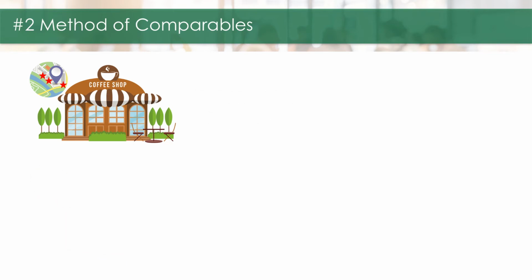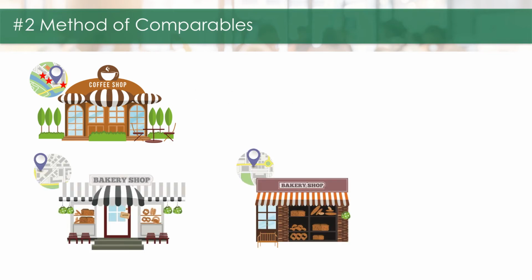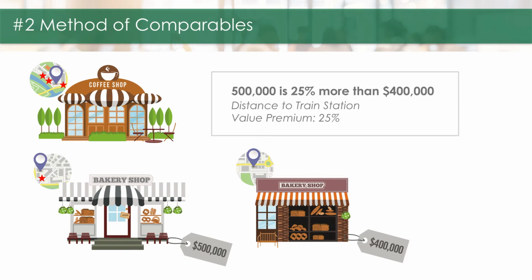Well, let's say you find information about 2 bakeries that have sold in the past few years. The first bakery, which is near the train station, sold for $500,000, and a second bakery, which is not near the train station, sold for $400,000. So the value premium for being closer to the train station is about 25%. That is, $500,000 is 25% more than $400,000.